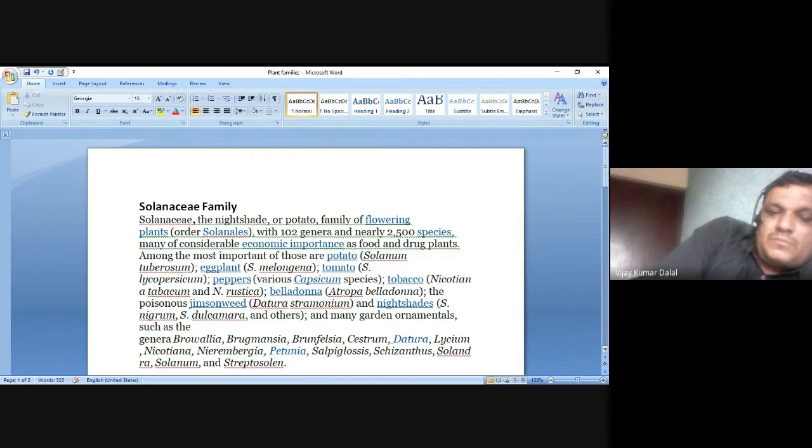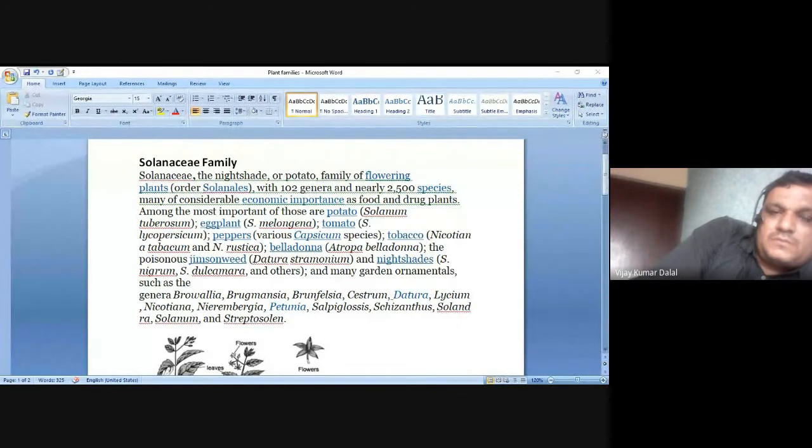So let us learn more about some of the families. So the first important family that we are dealing with today is Solanaceae. Solanaceae is also called nightshade family or potato family. This family of flowering plants belongs to order Solanales, and it has about 102 genera and nearly 2500 species. Many of the species from this family are of economic importance as food, drugs, fodder, vegetables, fruits, and for timber and other purposes.